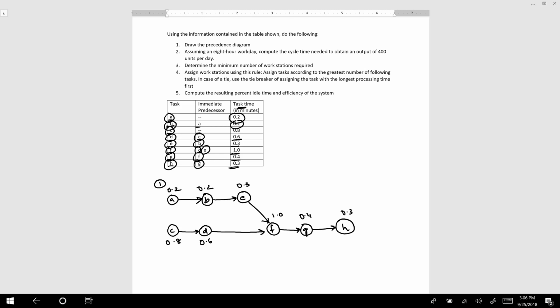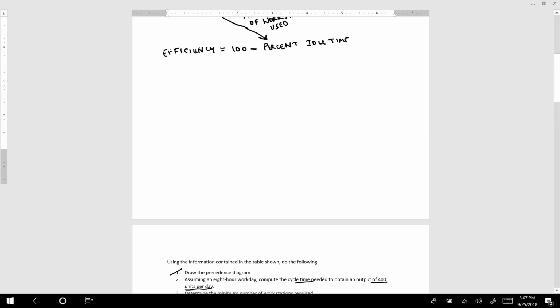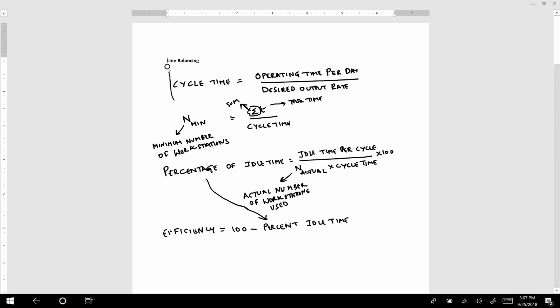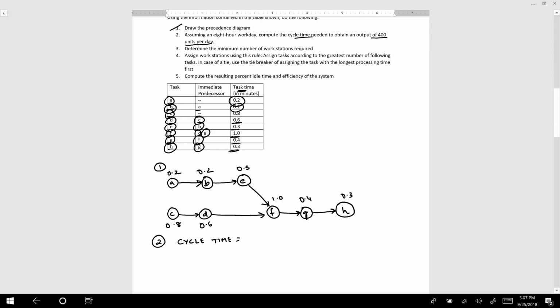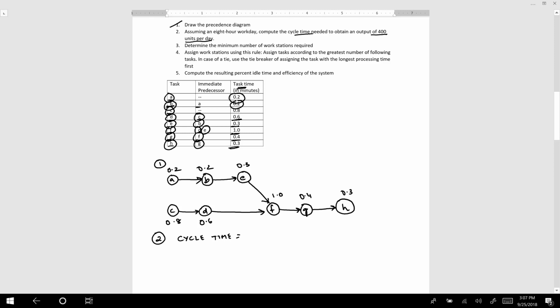So I'm done with question 1. Question 2: assuming an 8-hour day, compute the cycle time needed to obtain an output of 400 units per day. So now they are asking us to calculate the cycle time. The formula for our cycle time, which we discussed on the previous page, is operating time per day divided by desired output rate.